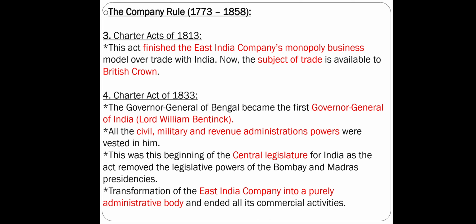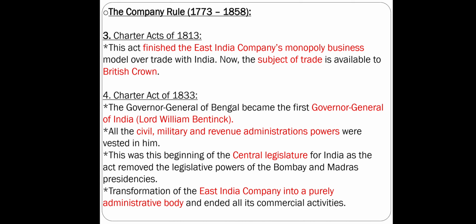It means the Governor General of India, then his executive council, and then a division of the powers, like a group controlling the civil administration, then a group controlling the military administration, and then the revenue administration. This was just the beginning of central legislature. We can simply put in mind that the centralization in the Indian administration started from this Act of 1833.